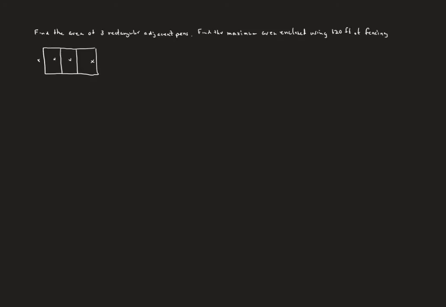I'm going to go to a new screen here. And let's do a word problem here. So I'm going to pause it here and write it down. So we're challenged with finding the area of 3 rectangular adjacent pens, and we want to find the maximum area enclosed using 120 feet of fencing. Now on this one we don't get to use a barn or a river or anything as a side, so we're going to have to use fencing to get both of these longer sides there.